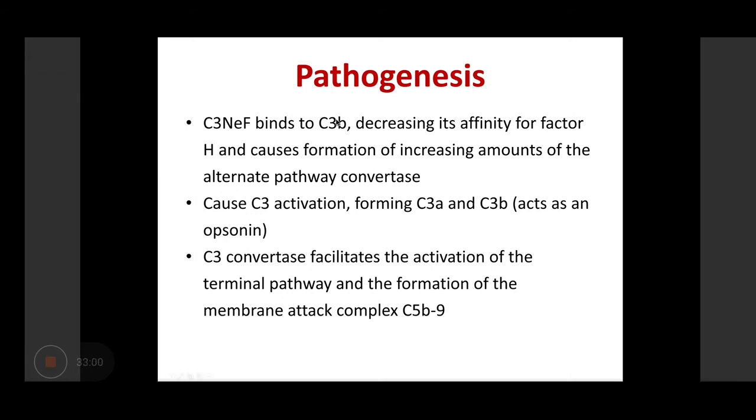What is the role of C3 nephritic factor? It binds to C3b and decreases its affinity for factor H. The role of factor H is to decrease the activity of C3b. So once the factor H activity is decreased, the C3b again remains active. It further causes breakdown of C3 into C3a and C3b, and then eventually leads to formation of C3 convertase, which will then lead to formation of the C5b to C9 membrane attack complex, which will then lead to damage to the glomerular basement membrane. So the alternate complement pathway cascade is activated, which then acts on the glomerular basement membrane, leading to its damage.